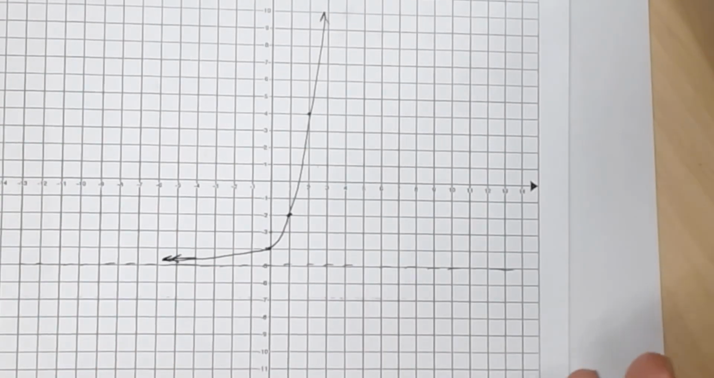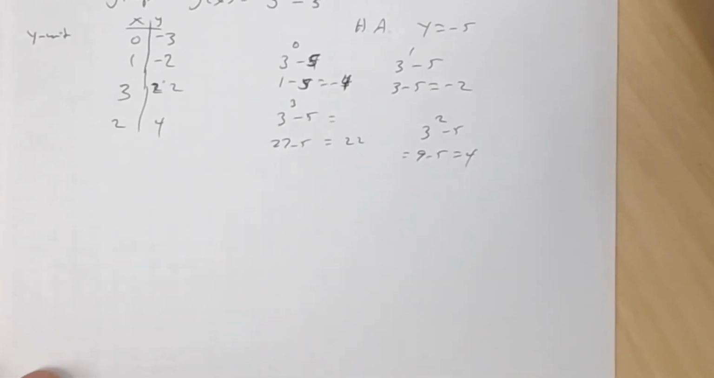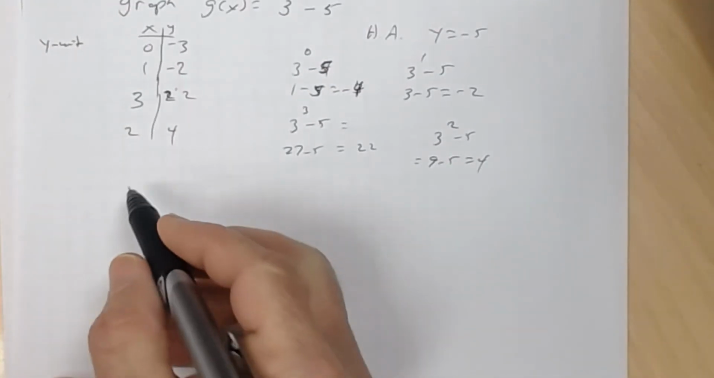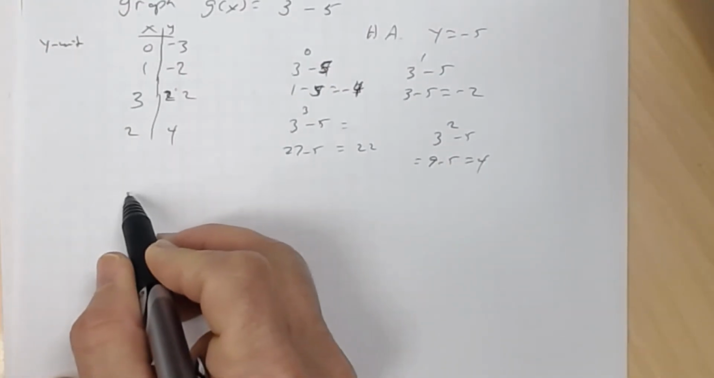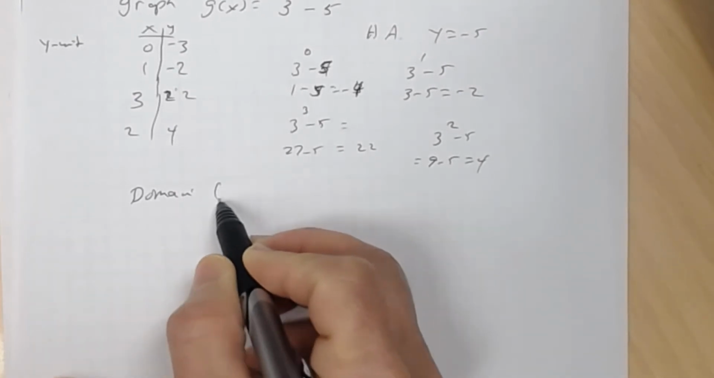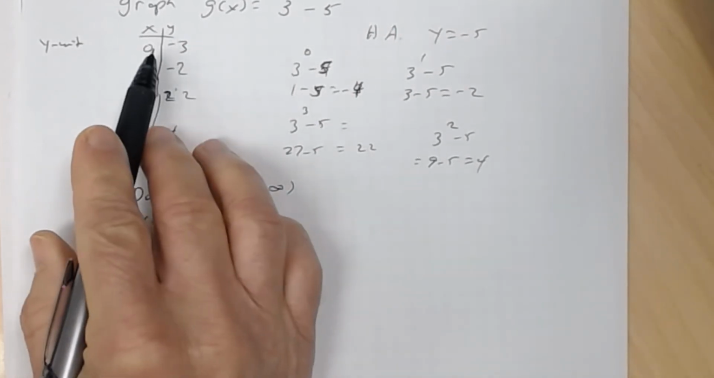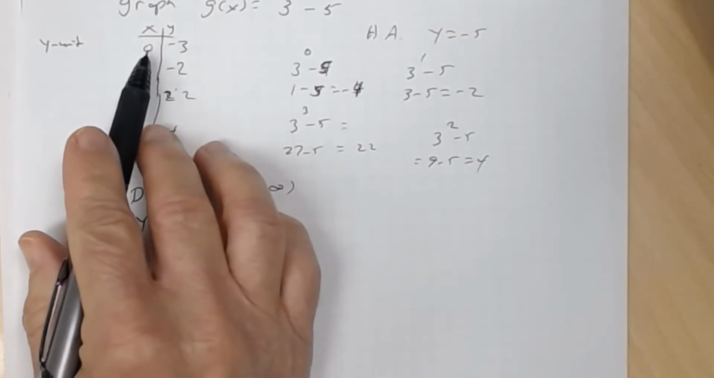And there's your graph. So now you can answer the other questions. Okay, that's all you needed. The domain, remember it's an exponential, so what's the domain? All real numbers. What's the y-intercept? You already found it. That's the one thing you're always going to find, the y-intercept, 0, negative 4.